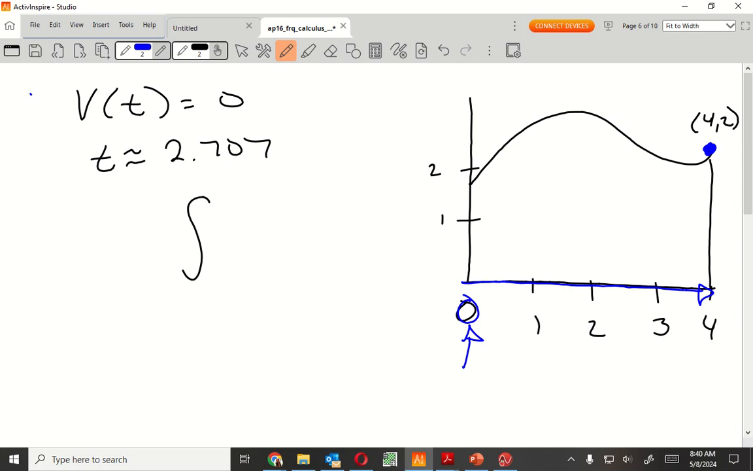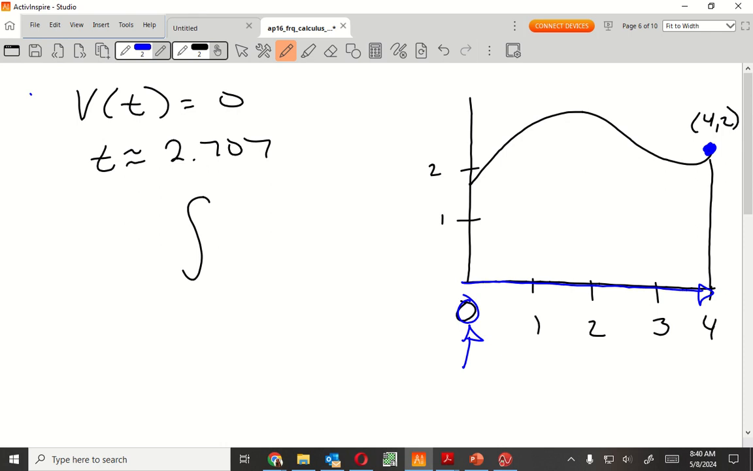Take a guess. Elizabeth, you want to take a guess? If I start here and I want to end up over here, what should I do? Am I going backwards? Okay, what do you think I should do if I'm going backwards? Should I subtract that? Yeah, it's going to be a subtraction.